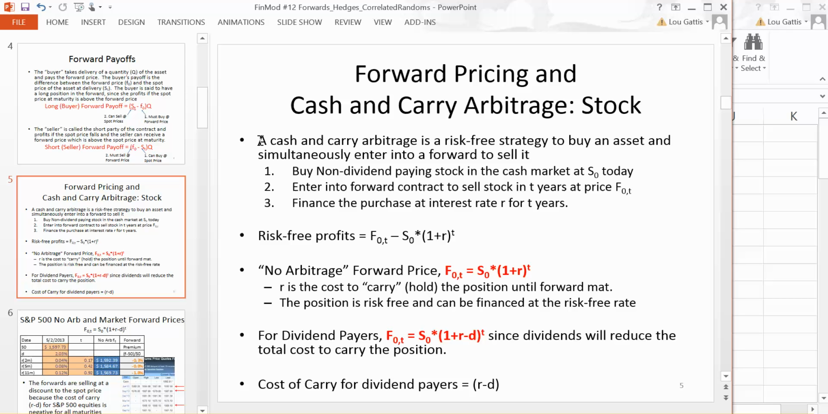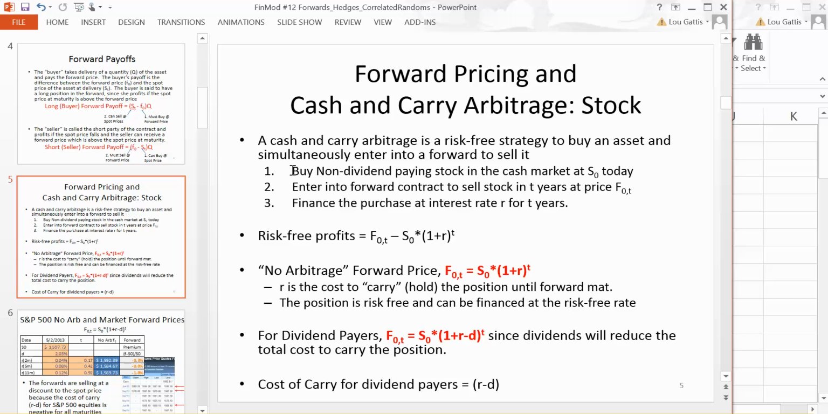In this case, I have no risk because I own the asset and have a contract to sell the asset. And furthermore, say you purchase the asset using a fully financed loan. So in other words, you buy one share of IBM for $200. You don't spend your own money. You borrow $200 at the bank, and then you enter into a forward contract to sell IBM in, say, a year.